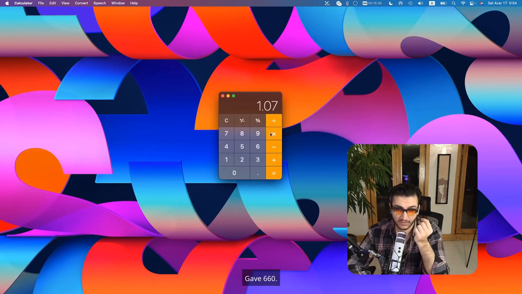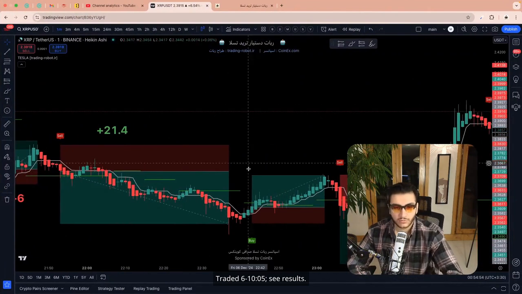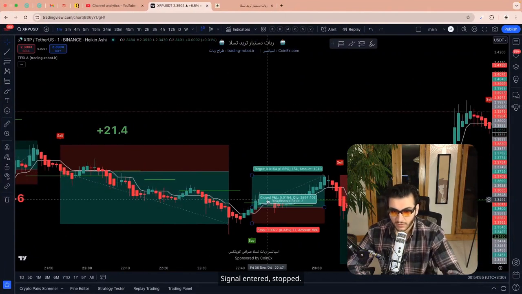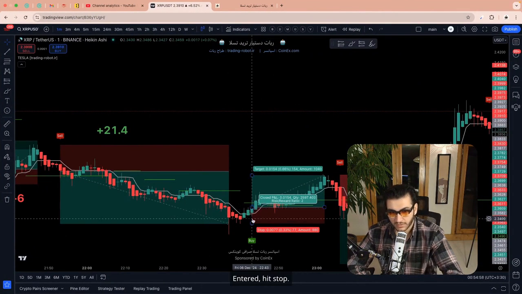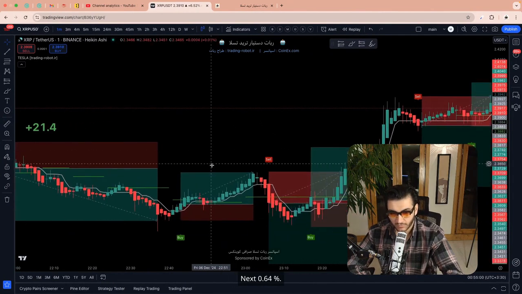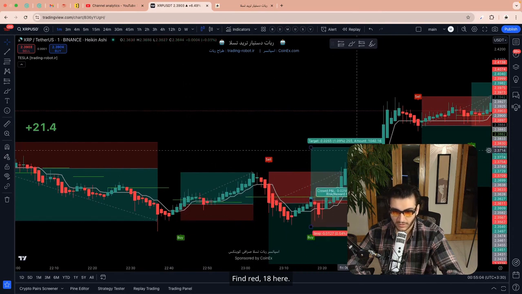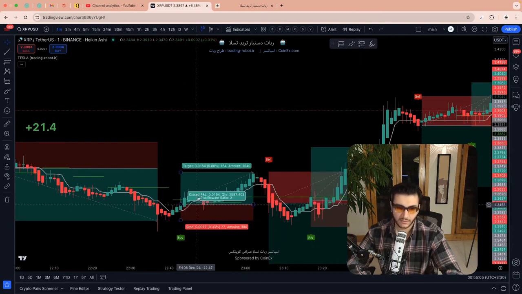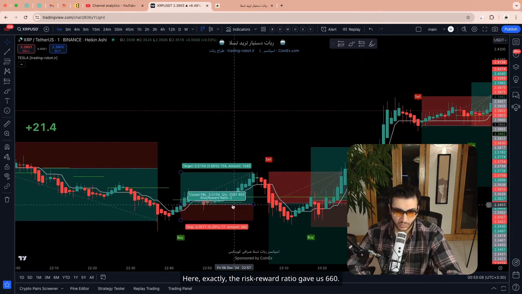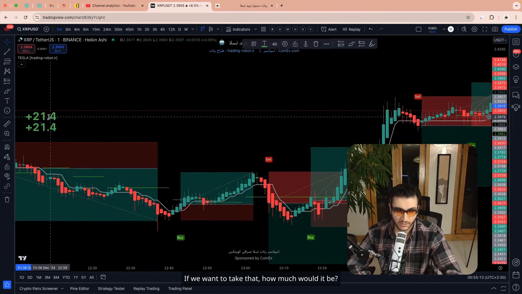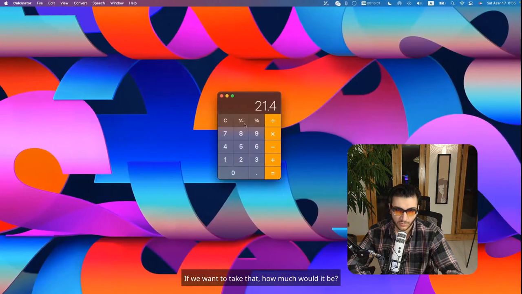What time is it now? For example, it's now 10:05 p.m. From 6 to 10:05 you've traded. Let's see the results together. A signal entered and hit the stop. The next one was 0.64%. With a leverage of 20, how much is that? 0.64 times 20 is 18. Find a red one, 18 here. Here exactly the risk-reward ratio gave us 6.6. If we want to take that, 6.6 times 20 is 13.2.